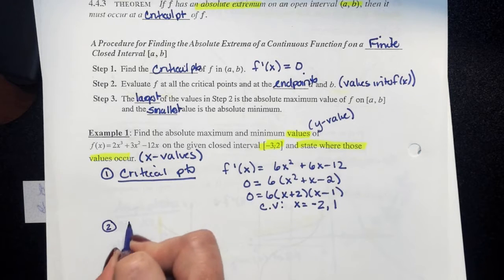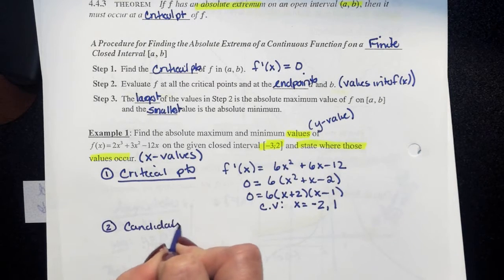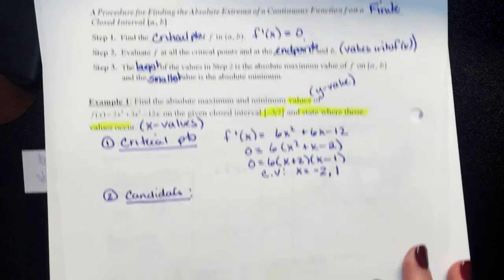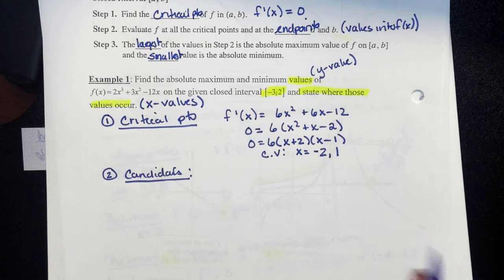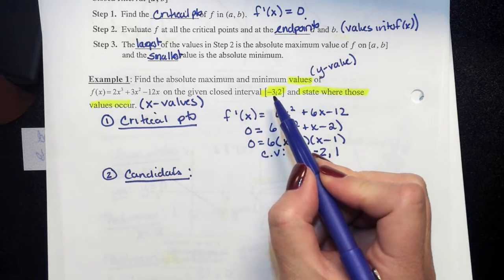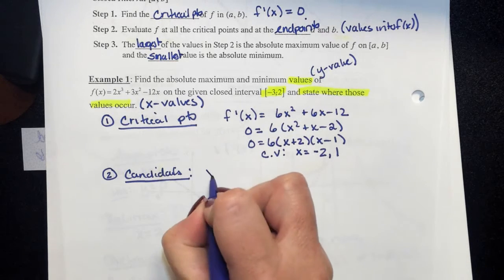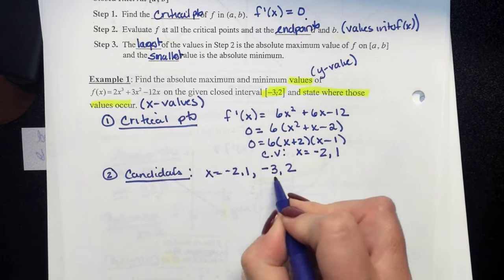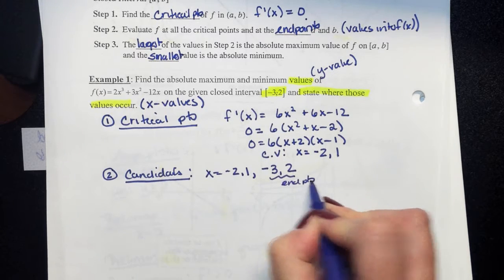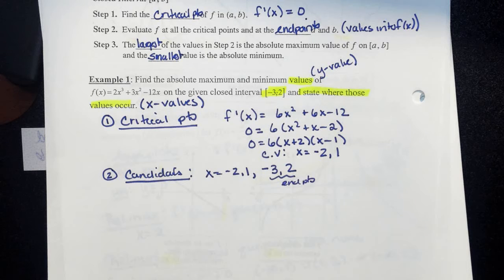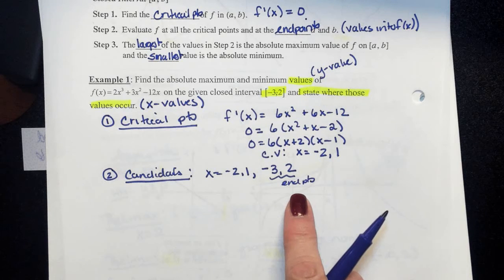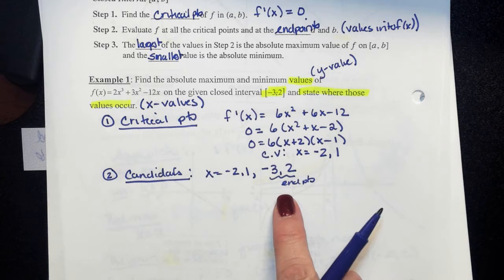So now I call my next step my candidates. These are the possibilities as to where my absolute maxes and mins are going to be. Since you're dealing with a closed interval, you're not only going to include your critical points of x equals -2 and 1, but you also have to include your endpoints. So when you have that closed interval, your candidates of where the absolute max and absolute min can occur are not only at the critical points, but also at the endpoints. So any questions on what my list of candidates are going to be?